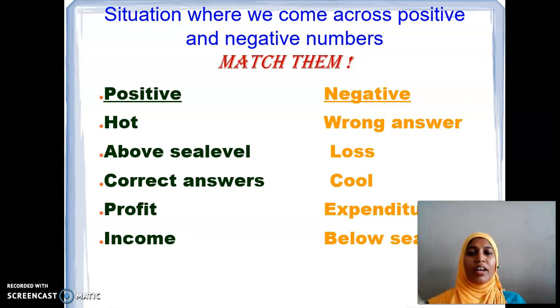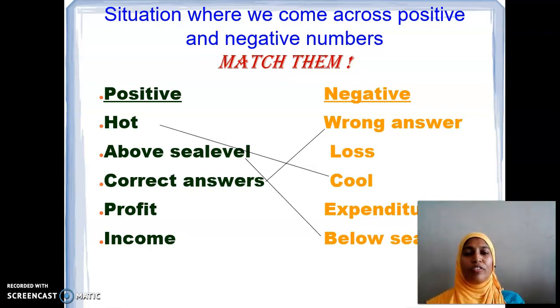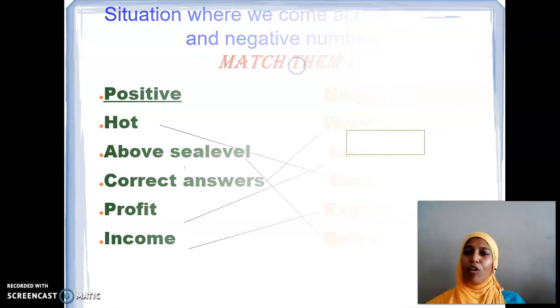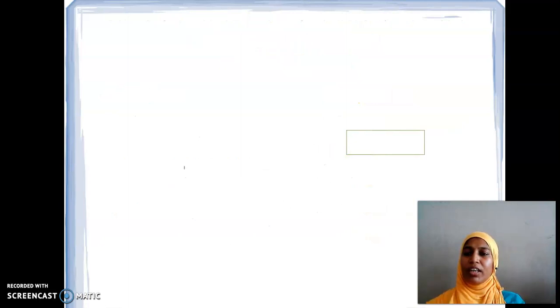One is positive and another one is negative. Hope you have matched up. Let's see the matched answers. Hot is positive and cool is negative. Similarly, above and below sea level. Correct answers or marks of correct answers are positive. Marks of wrong answers are negative. Profit is considered a positive number whereas loss is considered a negative number. Income is considered positive and expenditure is considered a negative number. Now let us have a recap of all the number systems that we have learned so far.